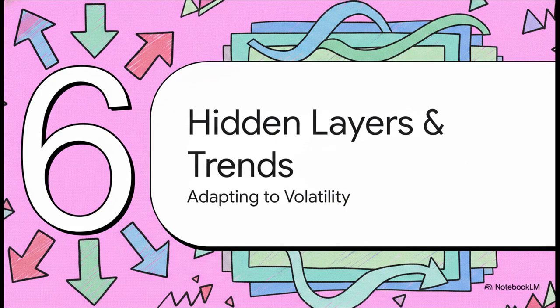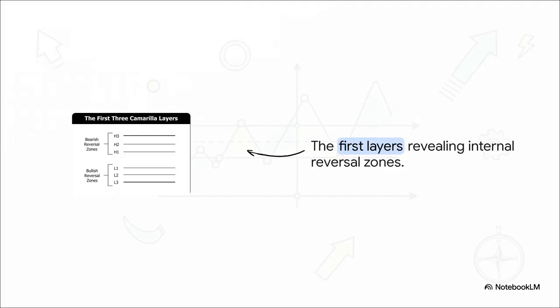Section 6. Hidden layers and trends. So, what if the previous day's range was absolutely massive? Today's L3 and H3 are going to be spaced incredibly far apart, sometimes way too far for price to even reach. When that happens, the system activates the hidden layers, which are H1, H2, L1, and L2. The author uses a great analogy here. It's kind of like a swimming pool. You don't always use it, but on a nice, volatile day, it's a fantastic place to dive in for internal reversal trades.